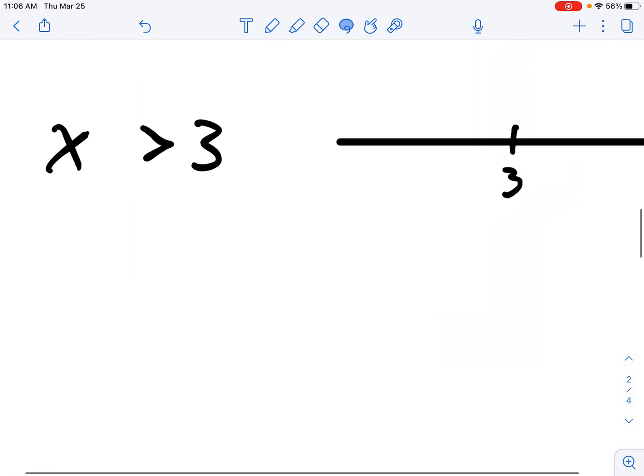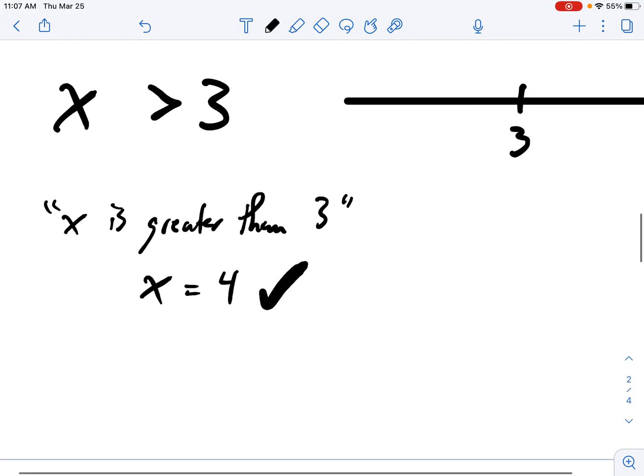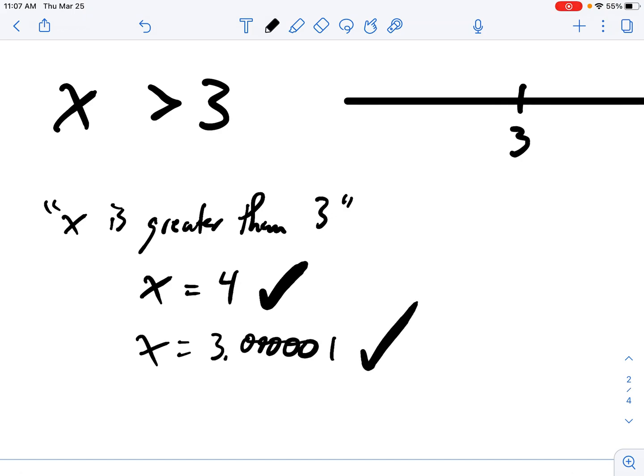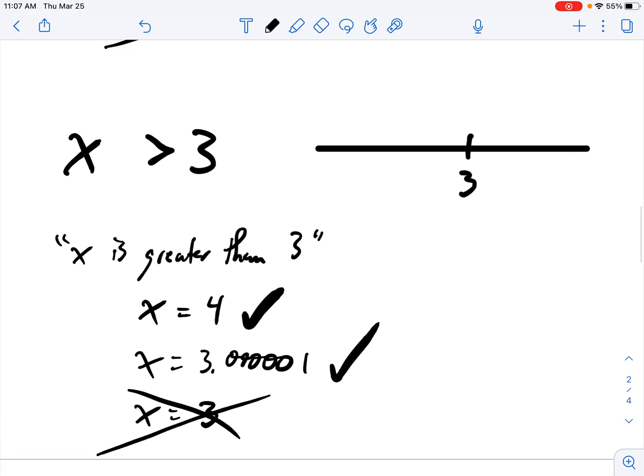All right, so here we have x is greater than 3. So could x equal 4? Yes. Could x equal 3.000001? Yes. Could x equal 3? No, because x must be greater than 3, right? So here we're going to have an open dot going to the right because it's greater than, getting bigger, okay?